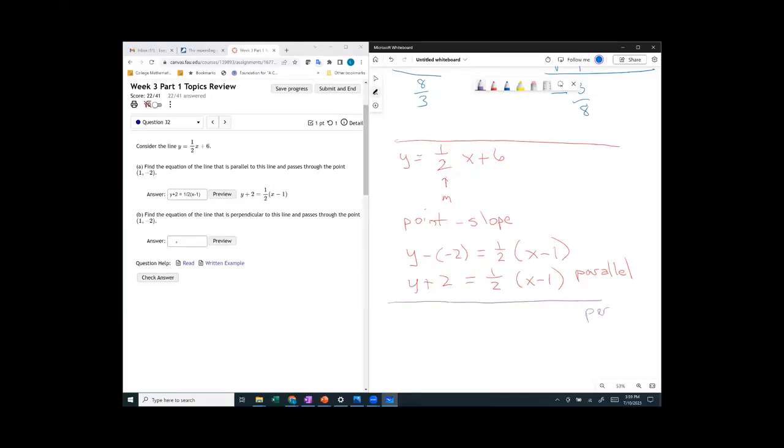Perpendicular. I have y plus 2 equals, I have the same point. The only thing I have to do is change the slope. Negative reciprocal. That's it. So I have the same exact thing. Let me see if I can be lazy and just copy, paste. And then this would be -2. And that's it.